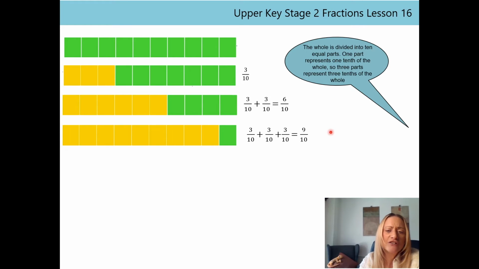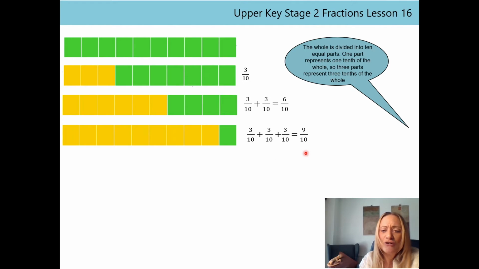Okay, I've got a little bit of a challenge for you here. Do you think that you could add another 3/10 to this calculation, but also represent it pictorially? So I want you to pause me, draw bars that represent pictorially how many tenths you have altogether, and write me the calculation. Pause me now. How did you get on? That was quite a challenge actually. So we said, didn't we, that 3/10 plus another 3/10 plus another 3/10 was the same as 9/10.